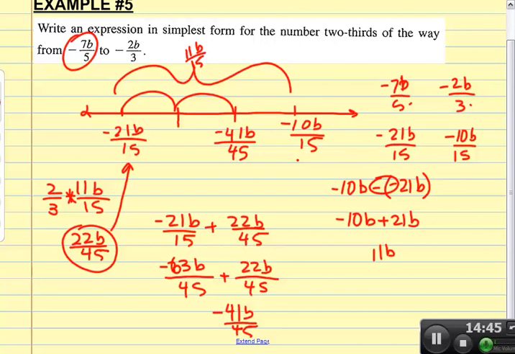2/3 of the way. I find out what 2/3 is, and I add it to the smaller one. All right. Great job, guys. I think you're ready. All right?